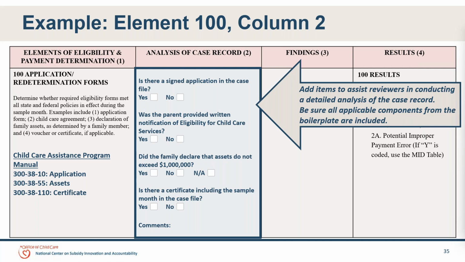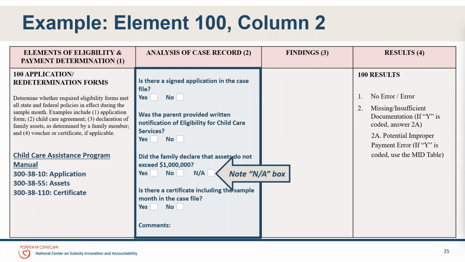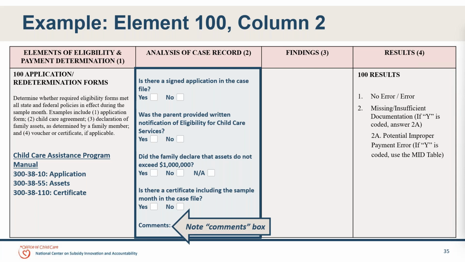A couple of things to note here in column 2. You can see that for the assets item, there's an NA box. In this state, I guess this asset item does not apply to everyone. We encourage including NA boxes if there are any items throughout your worksheet that would not apply to every scenario. Also note that there's a comments box here, and we do highly recommend including comments boxes in each element. That way the reviewer can use those boxes to record any information that's not captured by the items.